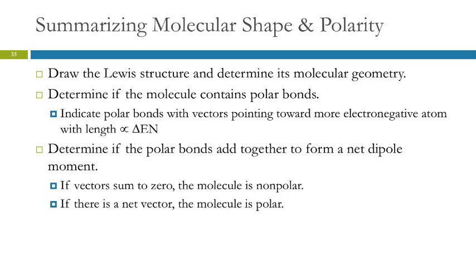So then we indicate which bonds are polar, and we identify the direction that they're pointing, and the length of them, which is proportional to the difference in electronegativity. And then we decide, well, do those vectors add up to a net dipole or to 0? If they add to 0, the molecule is nonpolar. If it adds to something other than 0, the molecule is polar. This is the full description of how polarity of a molecule is determined. That's a little over the top for our purposes.